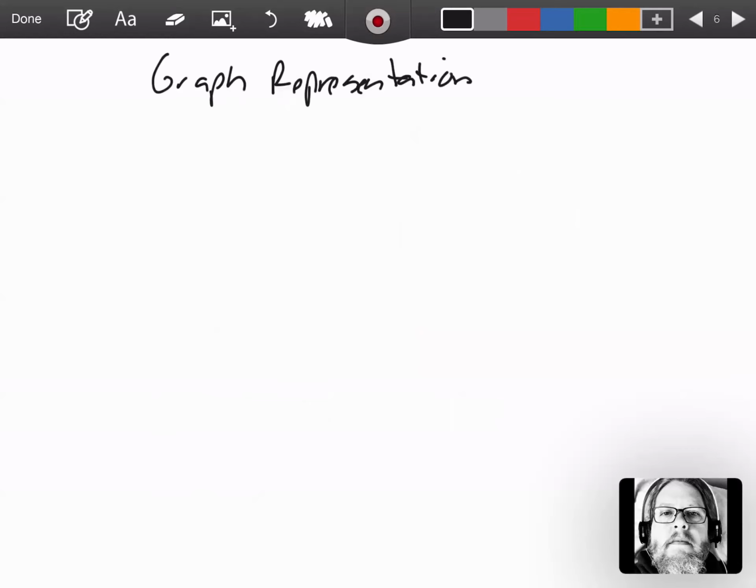Okay, so one option is through an adjacency matrix. And the adjacency matrix is going to basically create a matrix. Okay, so if we have 1, 2, if we have 5, let's do a picture here.